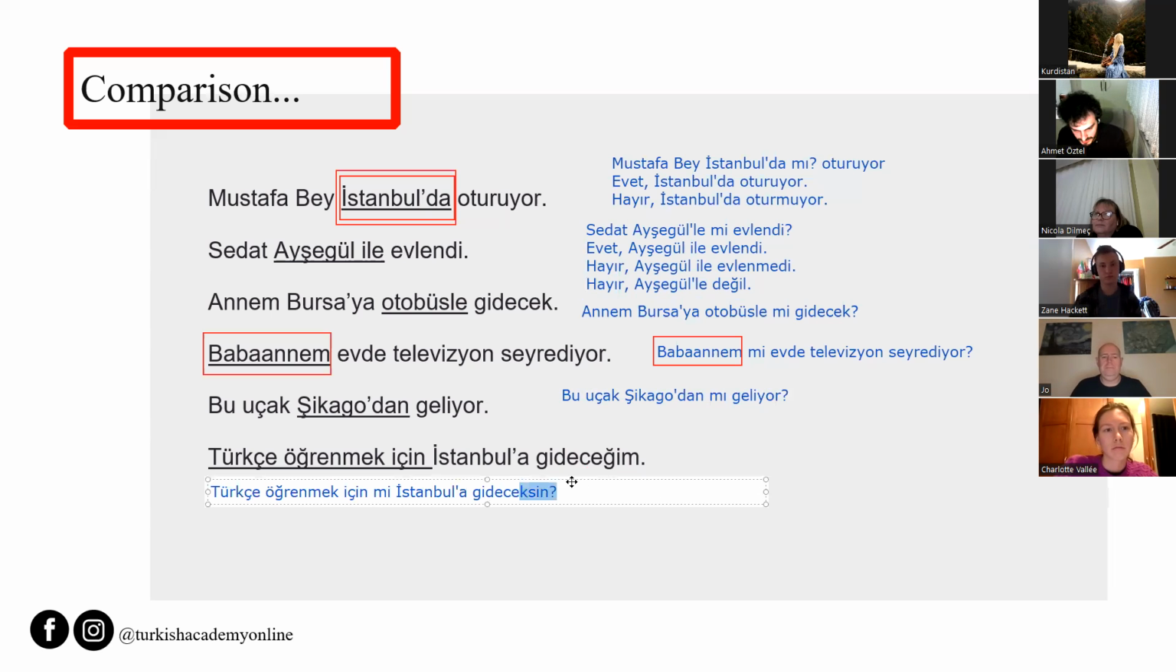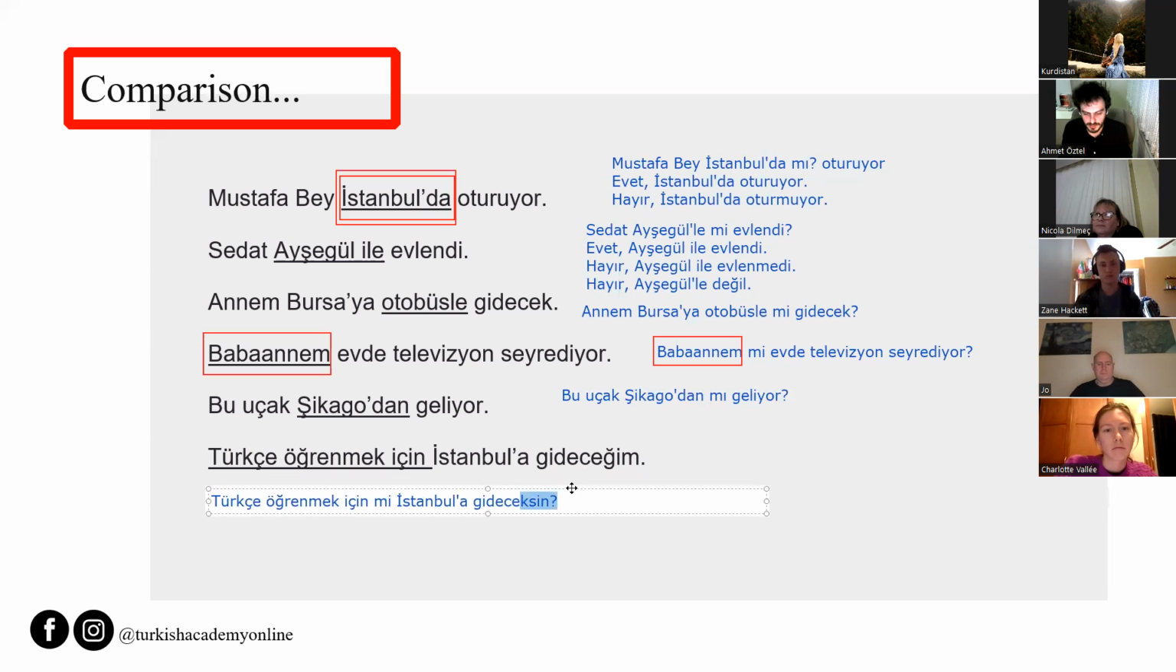I'm changing it to sen because you wouldn't ask yourself such a question unless you are drunk. And yeah, in this one, it could be a disbelief or it could be a confirmation. Wait, are you going to Istanbul in order to learn Turkish? Like it could be a confirmation or it could be a disbelief as well. Wait, are you crazy? You're going to Istanbul just to learn Turkish? That is also possible.